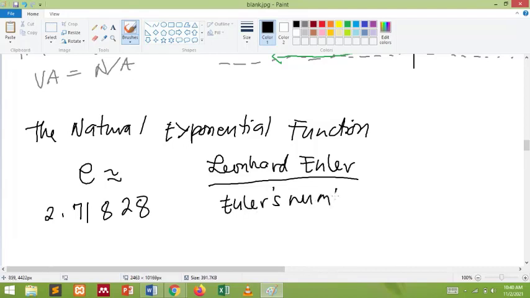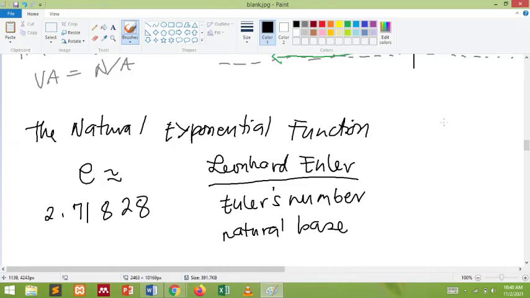It's called that because he was the one who found this number. Sometimes it is also called the natural base. There are so many names for this number. But this e is just the natural number, and it's used in a whole lot of things. Unlike pi, which is mostly related to circles, the natural number is related to a lot of things. Okay?